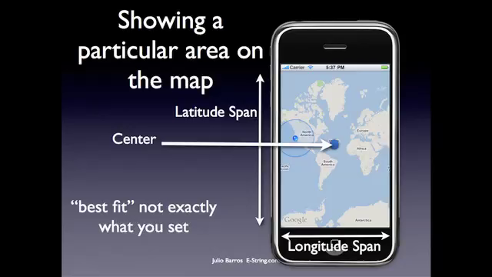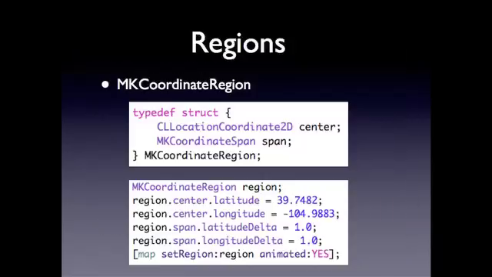The next thing we want to do is zoom in on a particular area on the map. The area on the map is specified by an MKCoordinateRegion, which is made up of a center and a latitude and longitude span. The center is a CLLocationCoordinate2D, and the spans are specified in degrees.